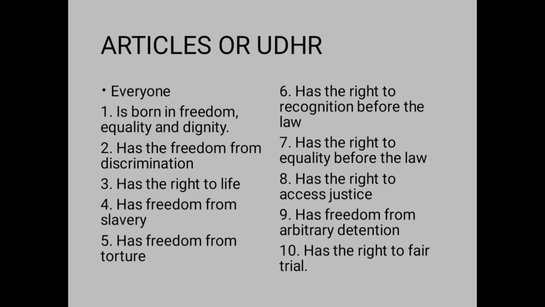Now, what are the articles of the UDHR? This is very simple. Article 1: everyone is born in freedom, equality, and dignity. Article 2: everyone has the freedom from discrimination. Article 3: everyone has the right to life. So you see, some of the rights that are in the International Bill of Rights are also in the Zambian Bill of Rights, because they are the same rights.